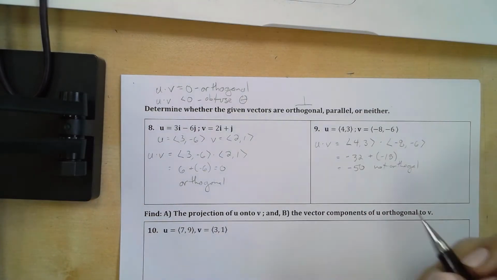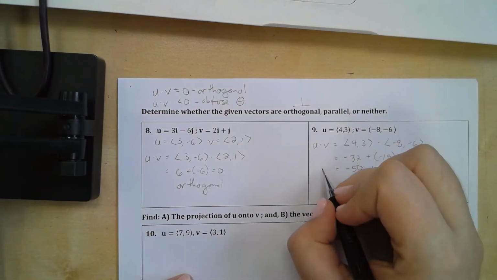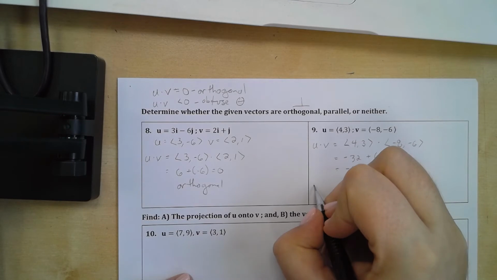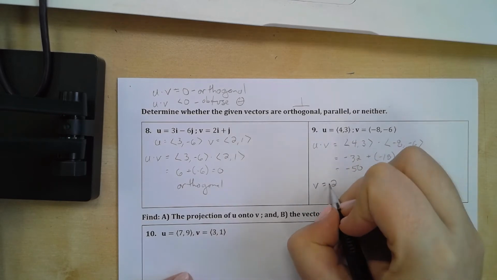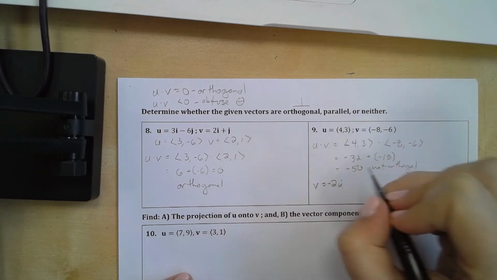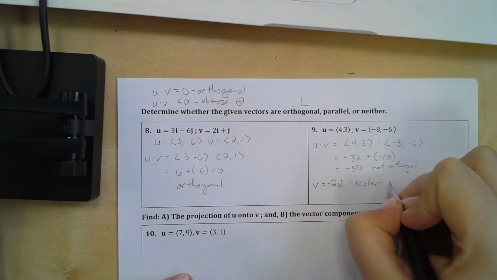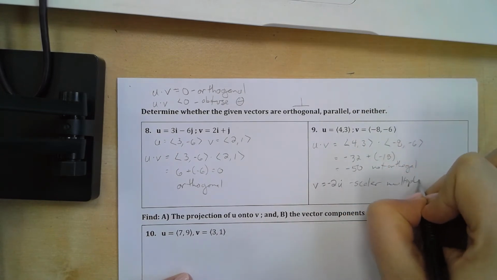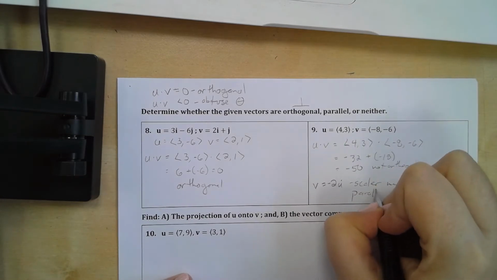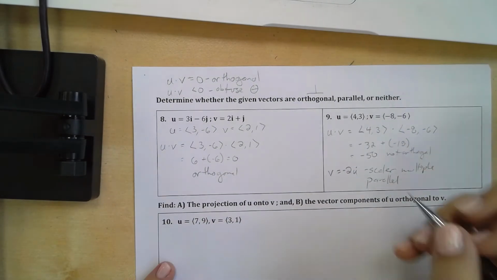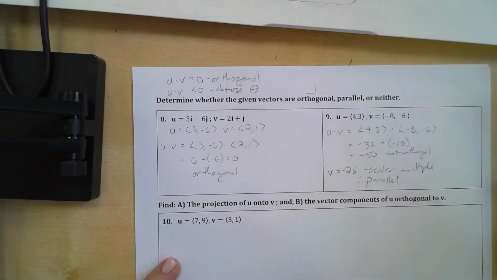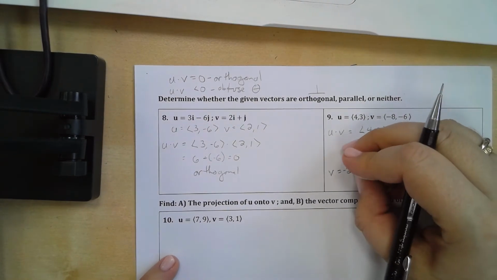So what is it? Well, we actually can see that v is equal to negative 2u, right? So since it's a scalar multiple, it is parallel. Okay? Therefore, parallel.